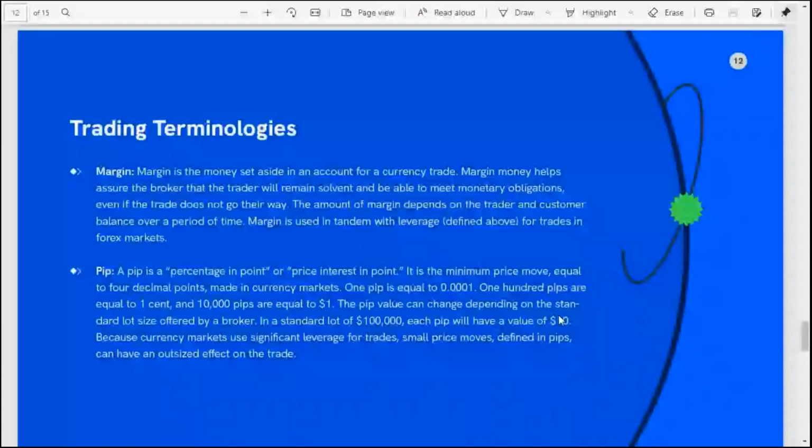The pip value can change depending on the lot size you use. Understand that. In a standard lot size, 1 pip is going to be equal to $10. That's if you use one standard lot to trade. If you use 1 mini lot to trade, 1 pip is 10 cents. If you use 1 micro lot to trade, 1 pip is 1 penny.